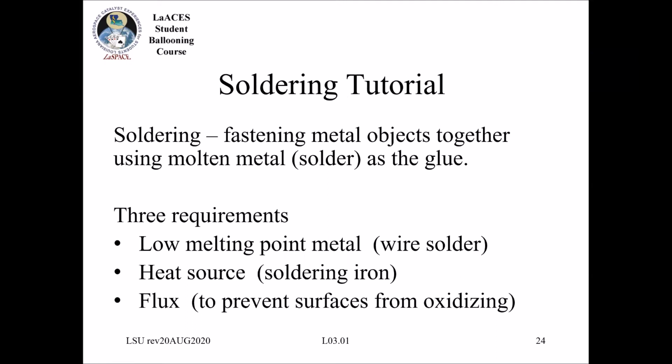I'm going to do another PowerPoint here soon that's going to go through a lot of details on soldering. But when we talk about soldering, we are talking about fastening metal objects together using molten metal solder as the glue. It's sort of like welding, if anybody has welded before, but on a much smaller scale. There are 3 requirements: the low melting point metal, the wire solder; the heat source, which is a soldering iron; and something we call flux, which prevents surfaces from oxidizing.